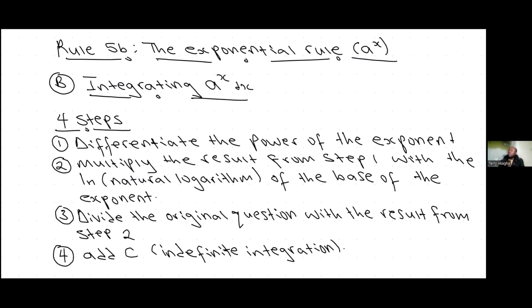So now the first thing you do, you differentiate the power of the exponent. After that, you multiply the results from step 1, okay? You multiply the result from step 1 with the ln, natural logarithm of the base of the exponent. Then you now divide the original question with the result from step 2, and you then add what? C.